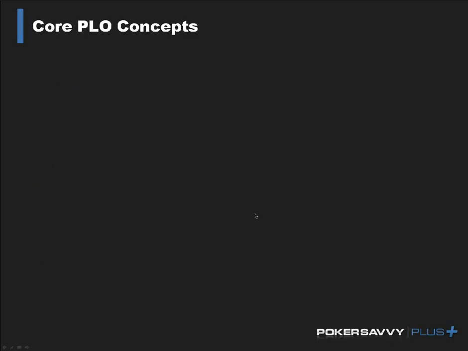All right. So here's the first slide of this core PLO concepts video. As I said, there's going to be 6 total. The power hands, what the power hands are, is the first concept that we want to talk about. So I'll get right into it. Sets, straights, flushes, and big draws. These are the hands that win big pots in Omaha.